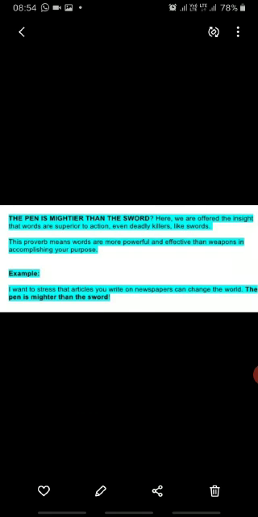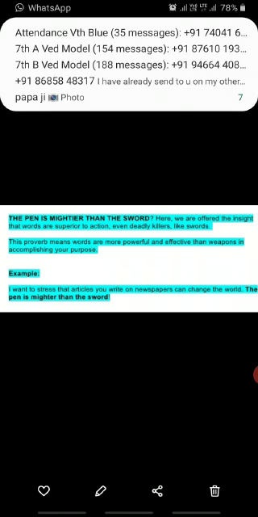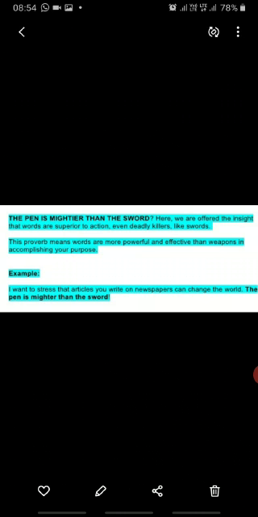example of proverb. The pen is mightier than the sword. Here, what is the meaning of this proverb? This proverb means words are more powerful and effective than weapons in your purpose. Okay, now for example, you can see, I want to stress that articles you write in newspapers can change the world. As the pen is mightier than the sword.